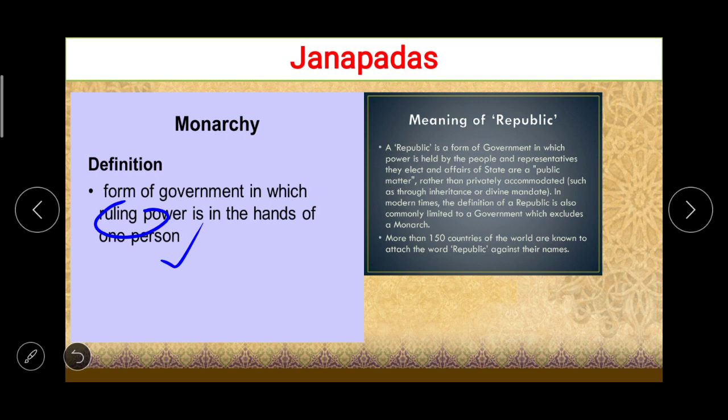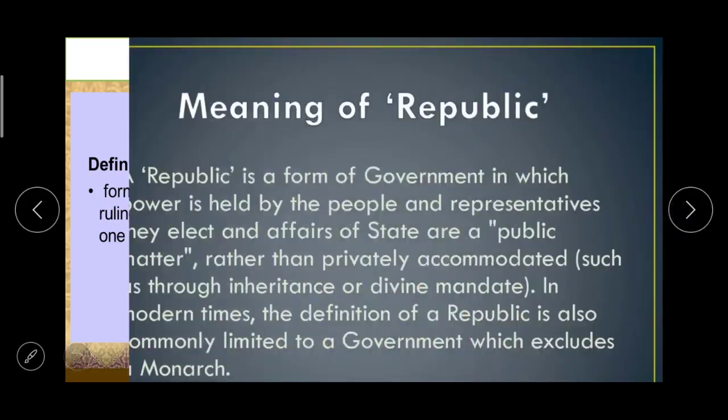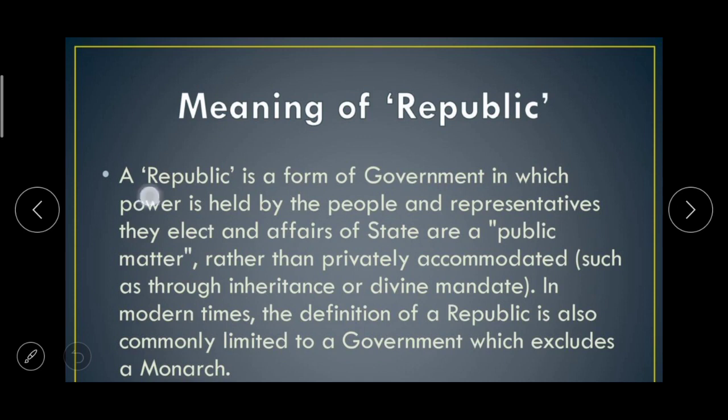And when we talk about the republic, a republic is a form of government in which power is held by the people and representatives they elect, and affairs of state are a public matter rather than privately accommodated. In modern times, the definition of a republic is also commonly limited to a government which excludes a monarch. So this is the basic difference between the monarchy and the republic. Among the Janapadas, some had a monarchy system and some were republics, where people made their own political system or their representatives worked. So a republic is a form of government in which power is held by the people and by the representatives of the people.